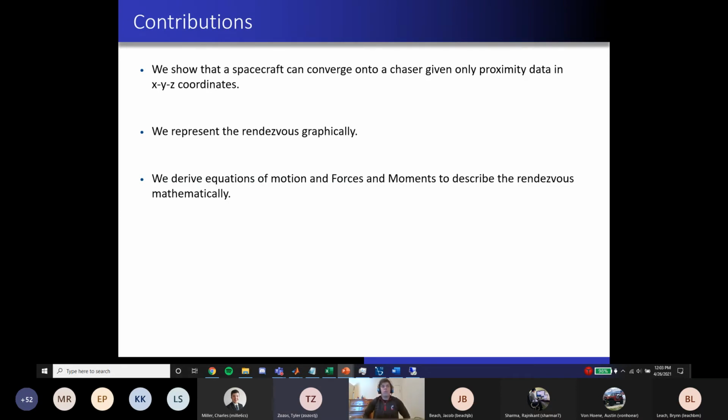So contributions to this: we're going to show that the spacecraft can converge into the target craft using XYZ coordinates. We're going to represent the rendezvous graphically and derive the equations of motion and forces and moments to describe the rendezvous of the crafts, along with creating a PID controller for that. Next slide.